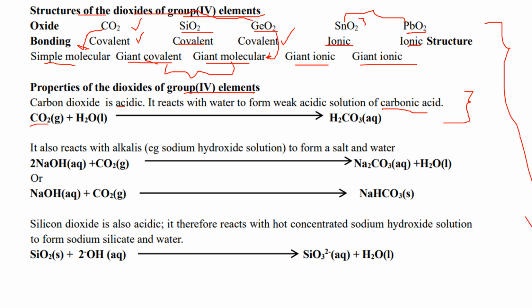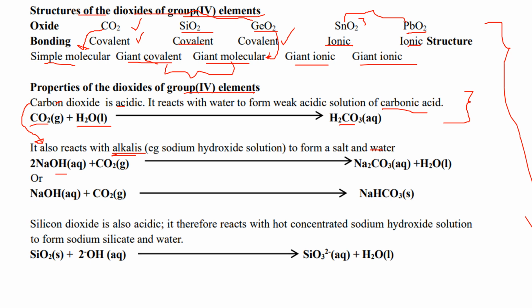So carbon dioxide reacts with water to form carbonic acid, and then it also reacts with alkalis since it is acidic. Now notice that carbon doesn't react with alkalis, but its compound, carbon dioxide, because it's acidic, reacts with alkalis, and when it does so, we form what we call a carbonate and water.